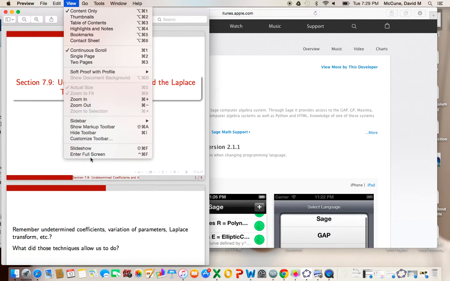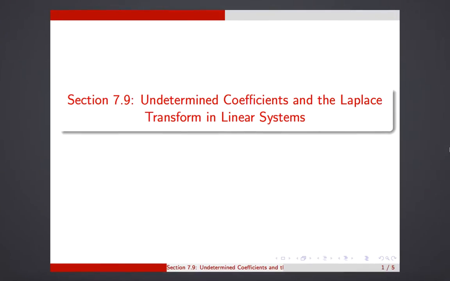Now, on to section 7.9. So what I'm going to do in this video is I will give you an overview of the big picture of 7.9. Then we will cover two examples. One example will show you how undetermined coefficients works, and the other will show you how Laplace transform works in the context of linear systems now. Right? So now we have systems of DEs that we are solving.